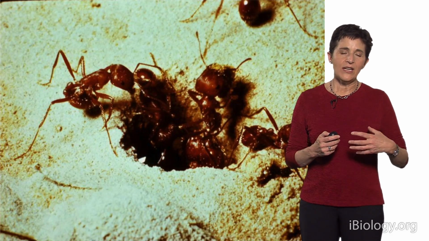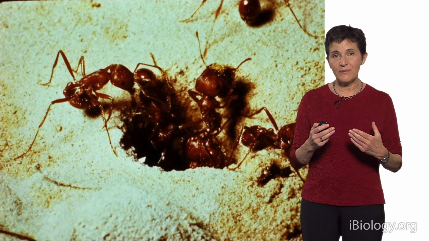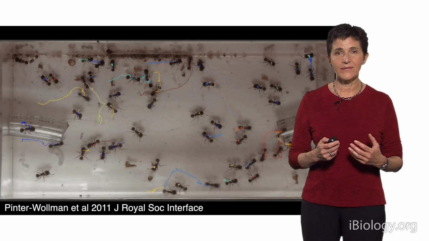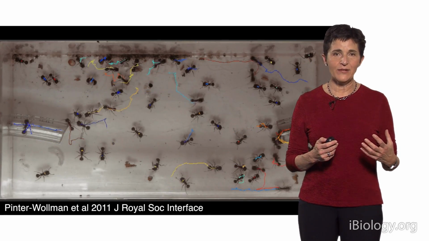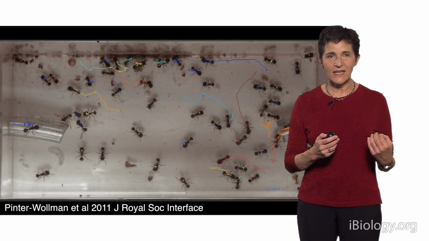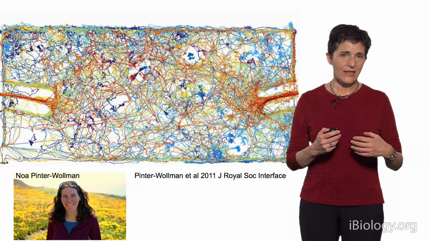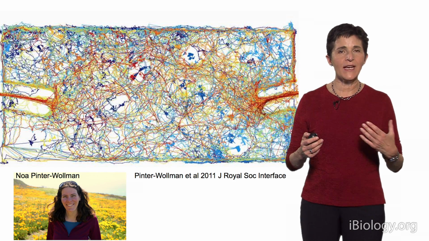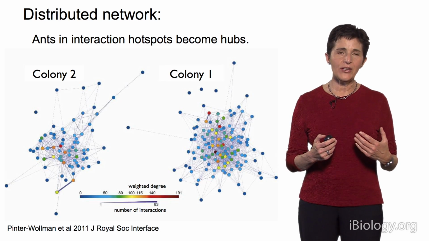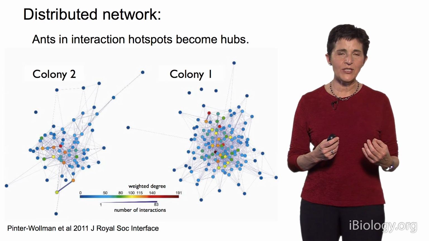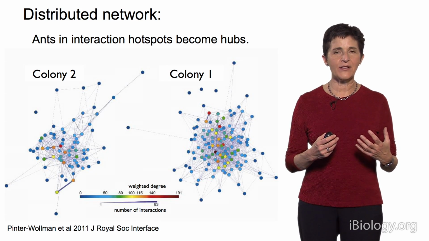And this behavior, the foraging activity of a colony, as well as all of its behavior, is regulated by local interactions among ants. This shows ants in a lab arena, moving around, interacting with each other. The arena is connected by tubes to two other arenas. And this shows the network created by all the ants moving around and interacting. And when we look at this network and we look to see which ant is interacting with which one, we can see that some ants interact more than others.